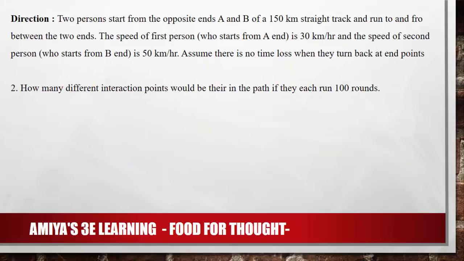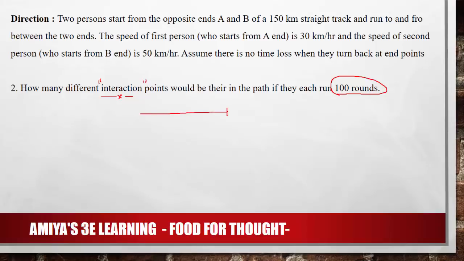Our second question is, how many different interaction points would be there in the path if they each run 100 rounds? It means they run too many rounds, and we have to find how many times they would interact. The question is about the interaction. Okay, how would we solve it?